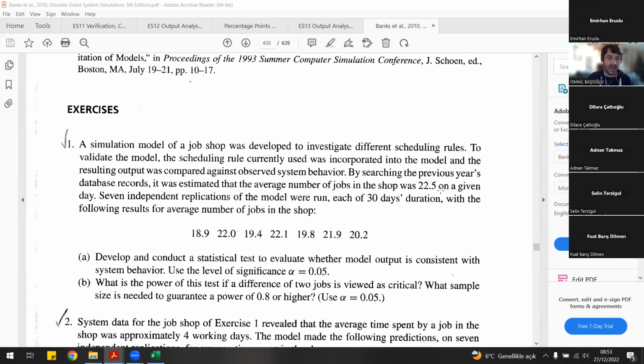Now, that may be caused by a certain bias that we have introduced in our model, unfortunately. So there may be a bias, because after 7 replications, at least we want some of these results to be larger than 22.5. By using a formal statistical testing procedure, the question asks us to validate whether these outputs are consistent with the real system output, which is 22.5.